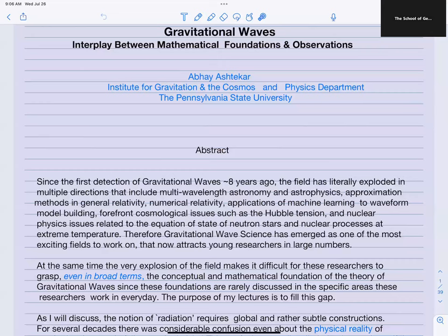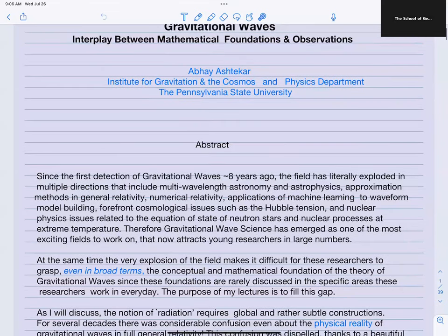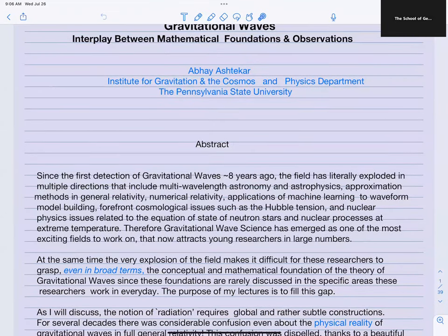This course focuses on the interplay between mathematical foundations and observations. And that is because I really feel that the center of gravity of the world, the main force, so to say, has really shifted. For a number of years, people like Roger Penrose, Stephen Hawking, Bob Geroch, and others contributed greatly, and Andrzej Trautman contributed greatly to the work of mathematical foundations.